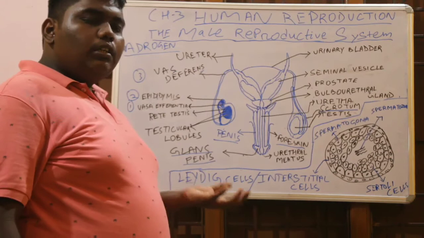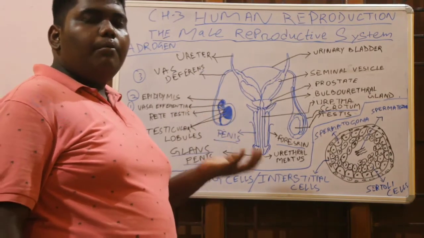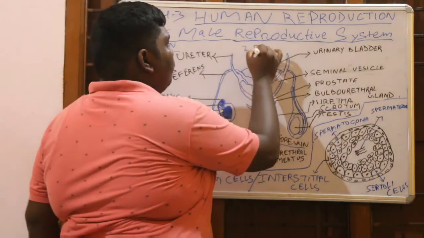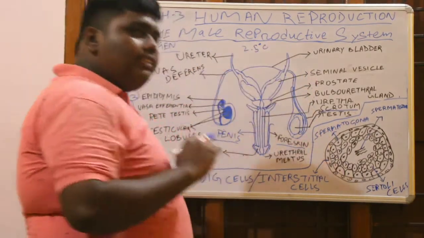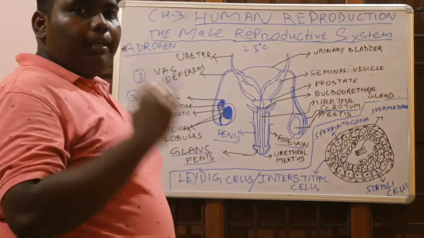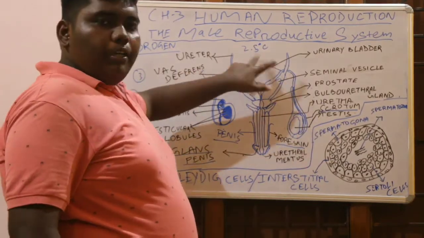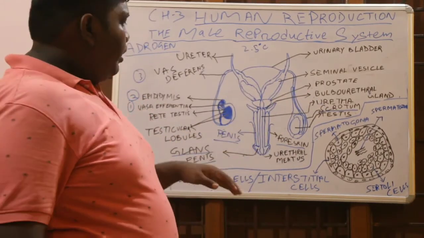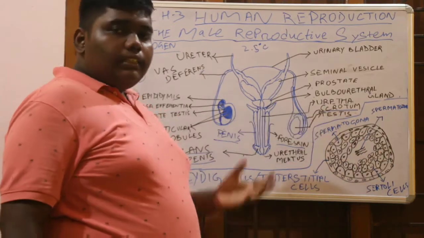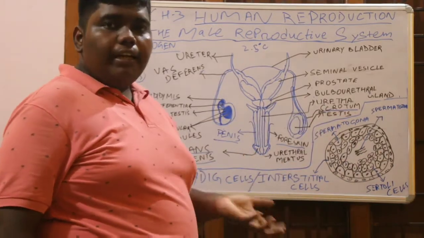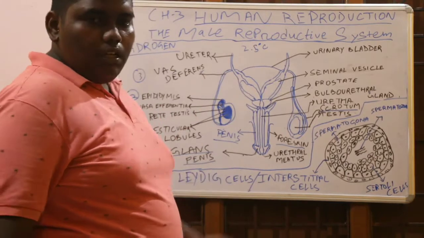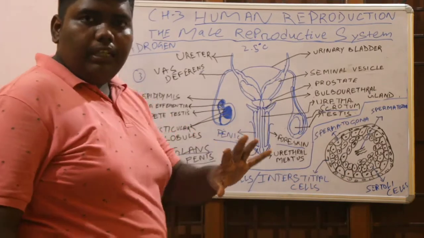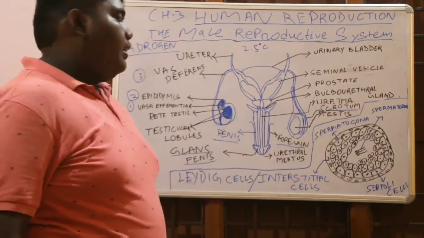Now why are the testes present outside the human abdominal cavity? Because they need 2.5 degrees Celsius less than the normal human body temperature. They need this adequate temperature, lower than the human body temperature, and this sac-like scrotum helps in maintaining that desirable temperature. This is all that is present in the external genitalia.